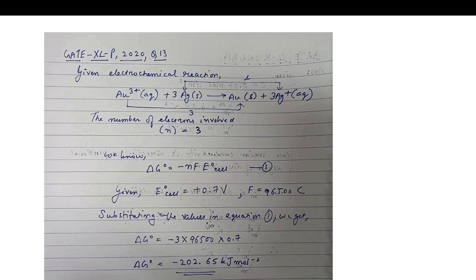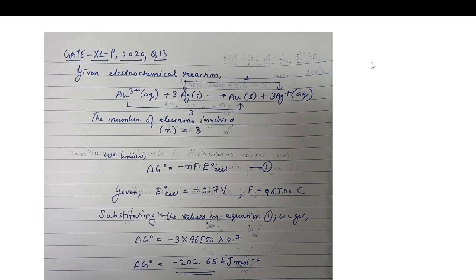So in an electrochemical cell, there are two electrodes. One is the anode and one is the cathode. Normally the anode is positively charged and the cathode is negatively charged. At the anode, oxidation takes place, whereas at the cathode, reduction takes place. Just like in this reaction, if you see, the gold, the Au3 plus, is getting reduced into Au, and the silver is getting oxidized into Ag plus.